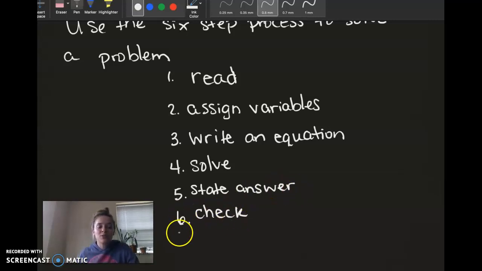And then finally, number 6, you should always be able to check your answer and show that it ends up with a true statement, which remember we were talking about before means that both sides of the equation are equal to each other. Got a problem for us here.